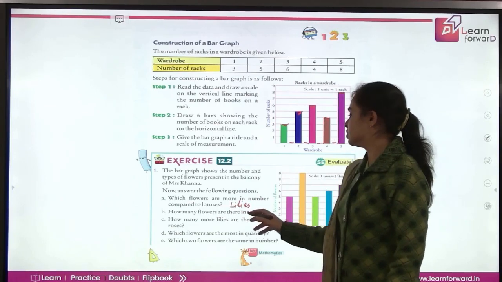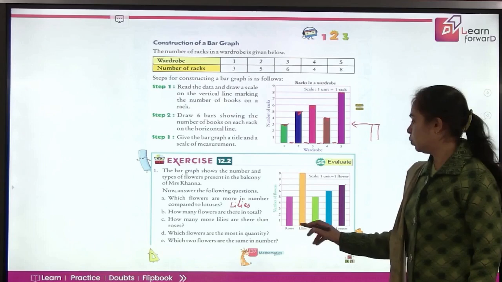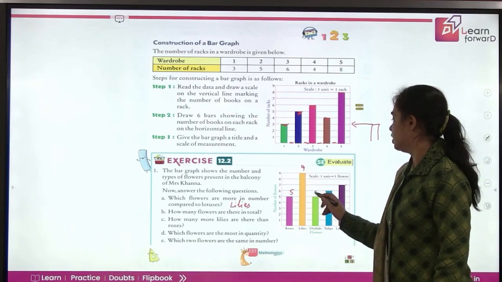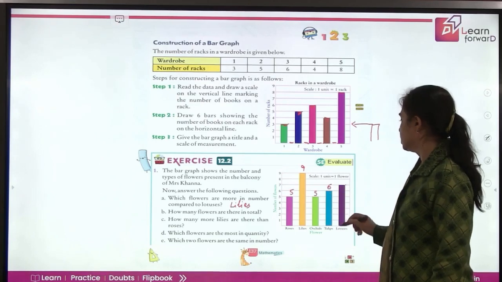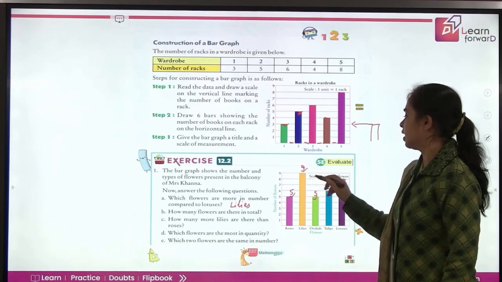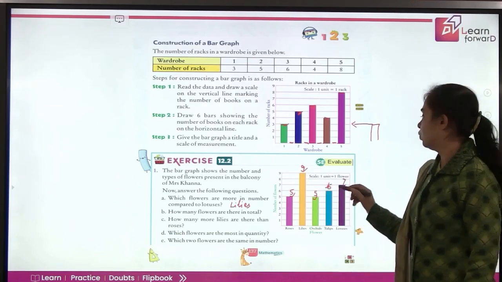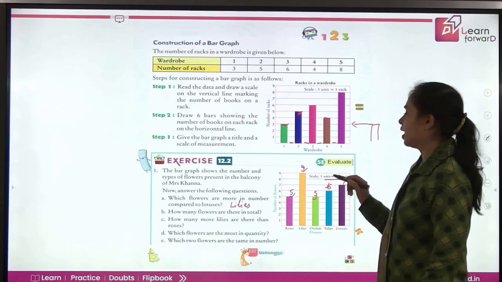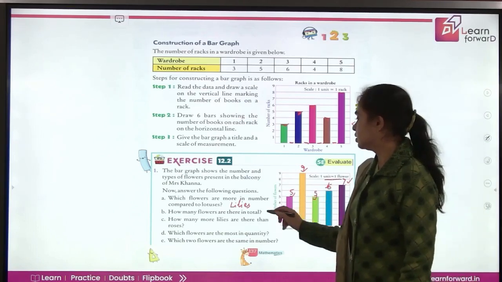How many flowers are there in total? So, you can quickly find out. These are 5, then 9, again 5. This is 6 and this is 7. So, you get 5 and 5, 10, 9, 19, 6, 25, 25 and 7, 32. So, total number of flowers looking at the scale here is 32.